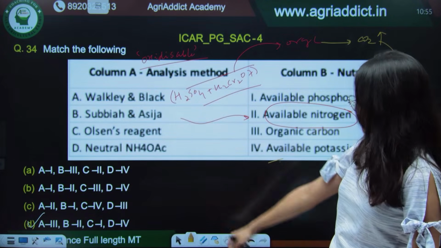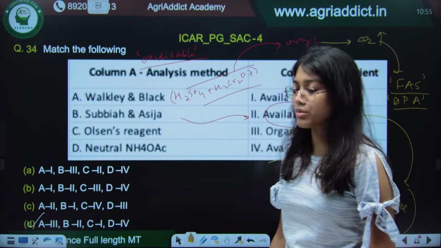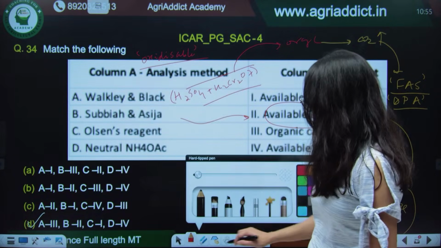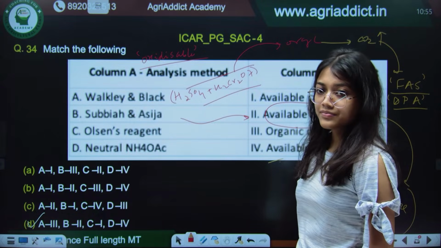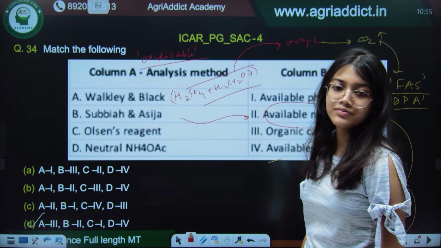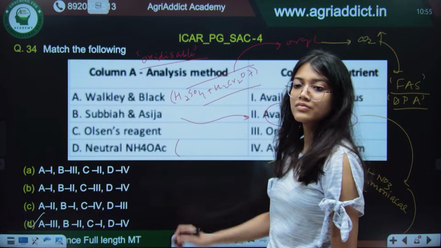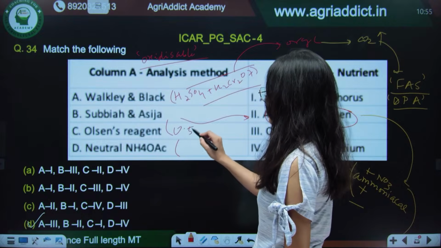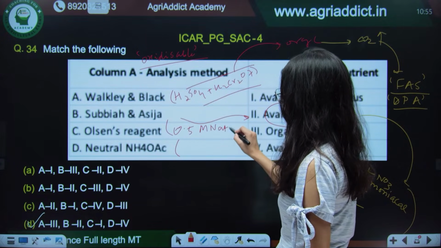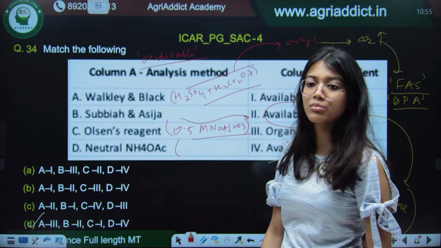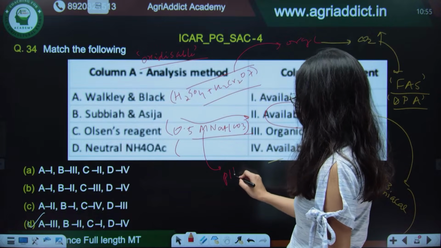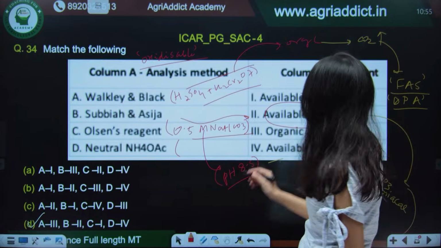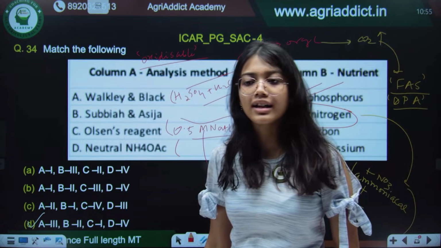Then for Olsen's reagent, can you tell me the formula for Olsen's reagent? So Olsen's reagent is what? 0.5 molar NaHCO3, right? Sodium bicarbonate 0.5 molar at a pH of 8.5. At a pH of 8.5, we generally use it for determination of available phosphorus in alkaline soils.